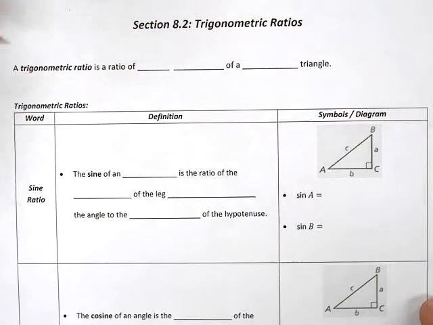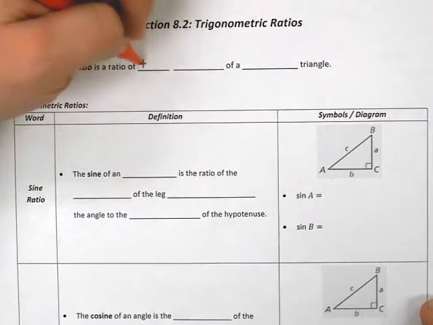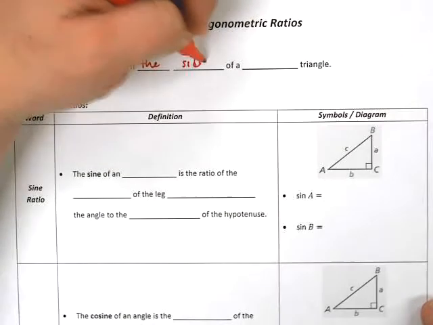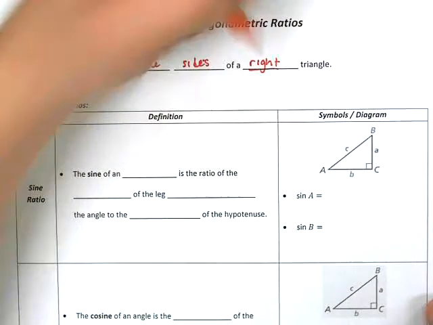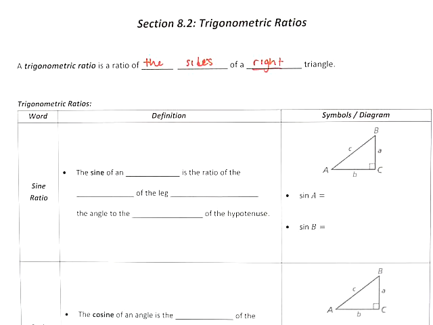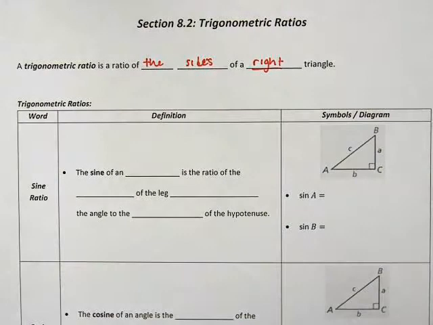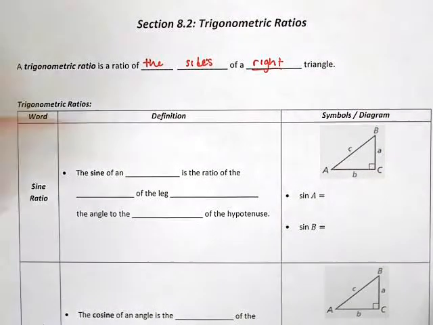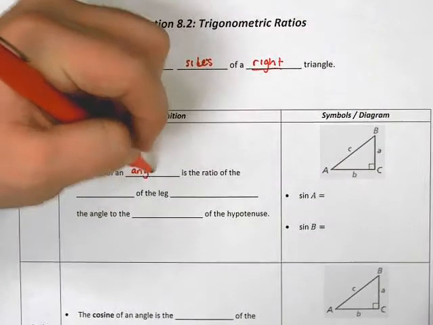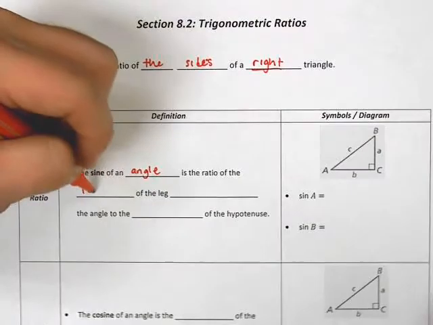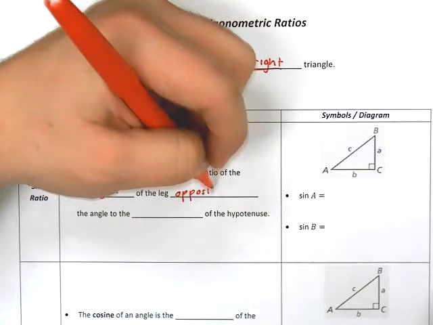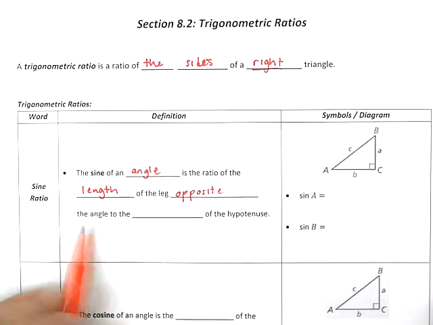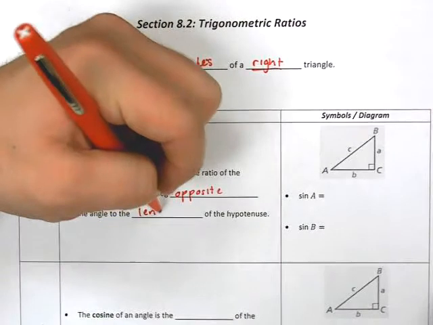Okay? So a trig ratio is a ratio of the sides of a right triangle. Very important that we're talking about right triangles here. And then one very specific trig ratio is called the sine ratio. The sine of an angle is the ratio of the length of the leg opposite the angle to the length of the hypotenuse.